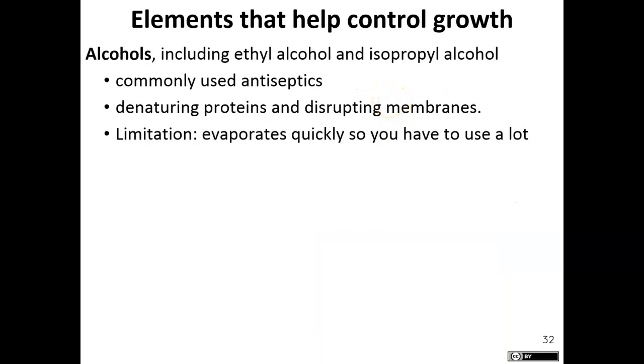The next chemical is alcohol. Alcohol denatures proteins, and it also disrupts the plasma membrane. It can be used as an antiseptic as well. But alcohol does evaporate very quickly. So typically when you're using alcohol, you're going to have to use it quickly and you're going to have to use a lot.